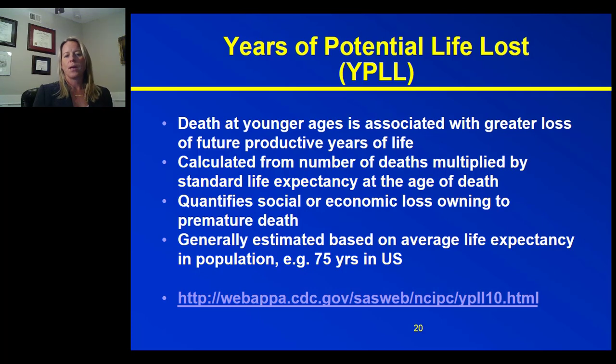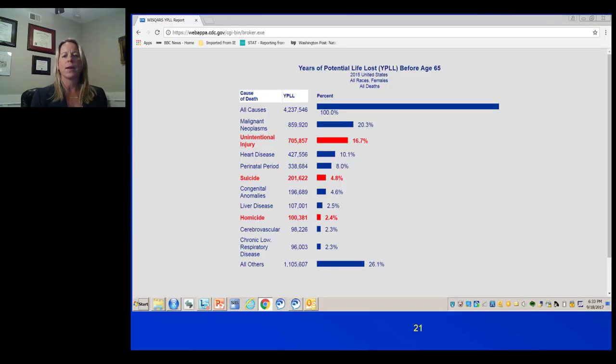So this is an example of the years of life lost before age 65 in the United States associated with all deaths, and this is among females, and it essentially provides us with the number of years of potential life lost. So of all causes of death, the total years of potential life lost are approximately 4 million. And then this gives you a more specific breakdown by cause of death.